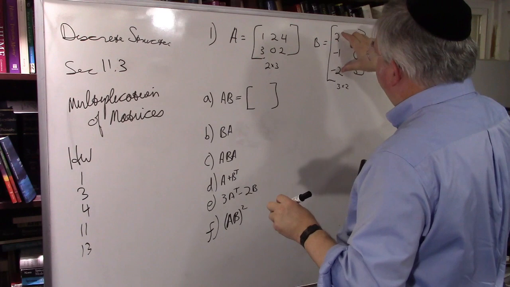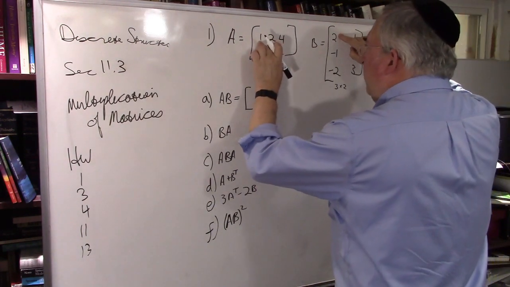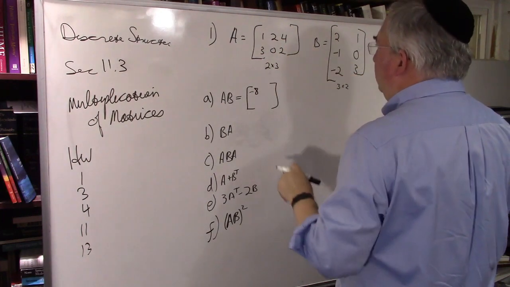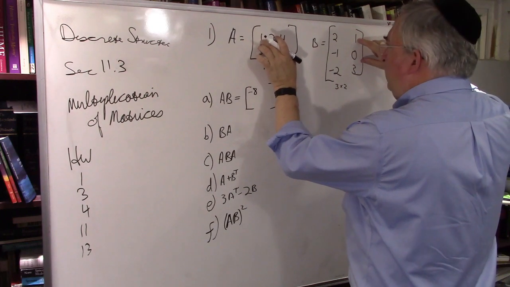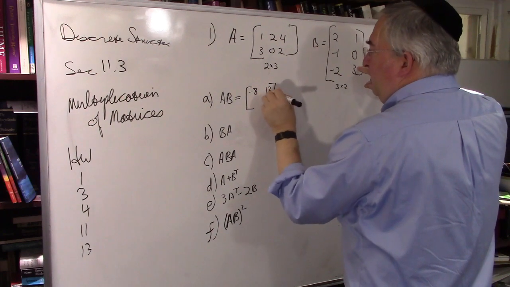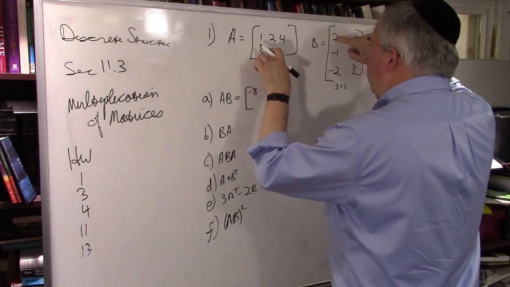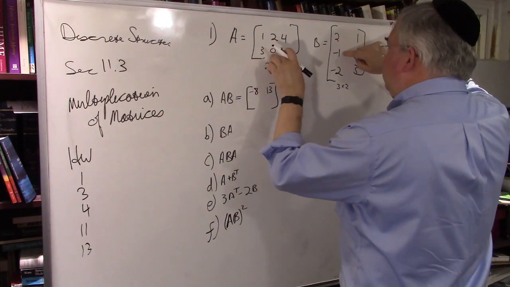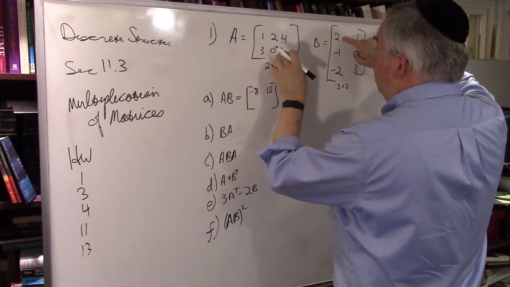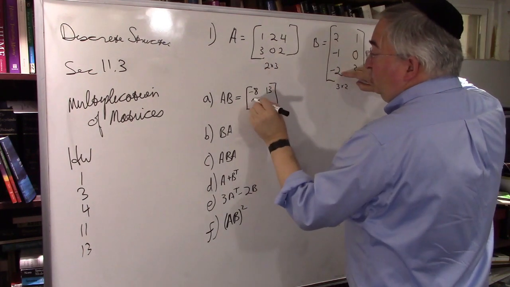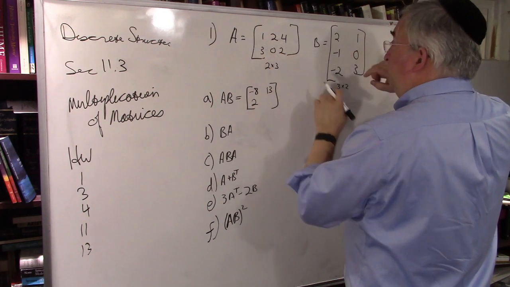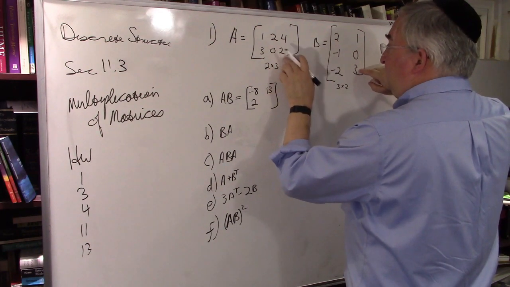First row, first column is 2 minus 2 is 0. That's a minus 8, minus 2 times 4. This is going to be a 1 plus 0 plus 12 is 13. It's going to be a 2 times 3 is 6, minus 4 is 2, and this is going to be a 3 plus 0 plus 6 is 9.